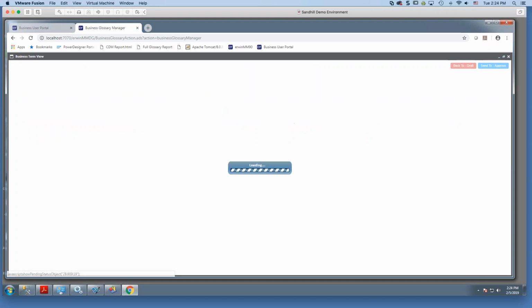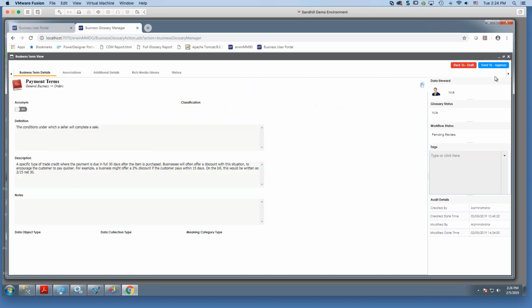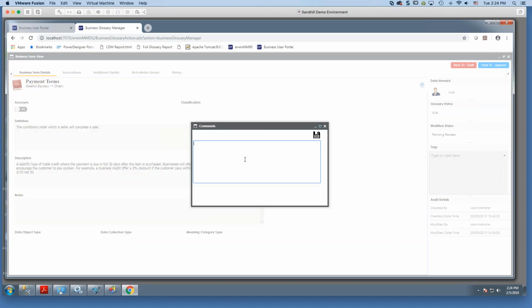So I can go in here to my payment terms again. And now I have this option to say, well, I think this thing has some things that should be modified, or maybe we need to check with the SME or something like that. So I can use my notes. I can look at this thing and I can decide, okay, I want to send it back. Then I can add additional notes and send it back into the review process. But let's assume everything's good to go here. So now I can say send to approve.